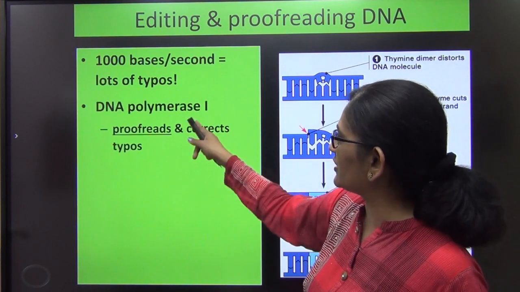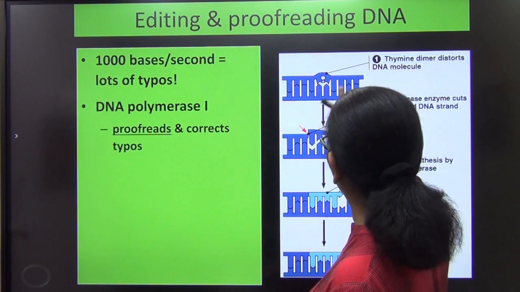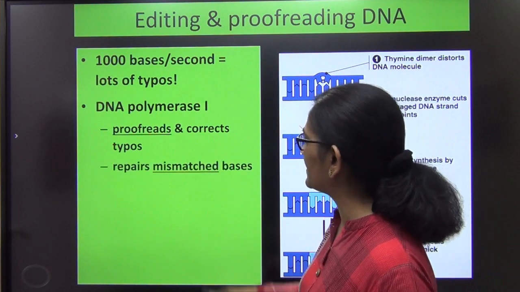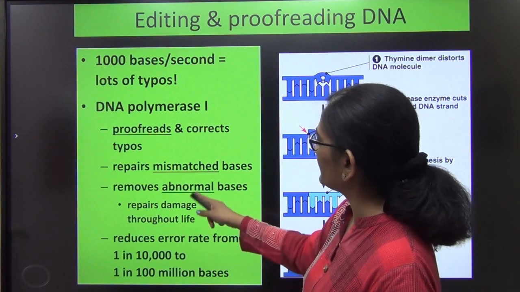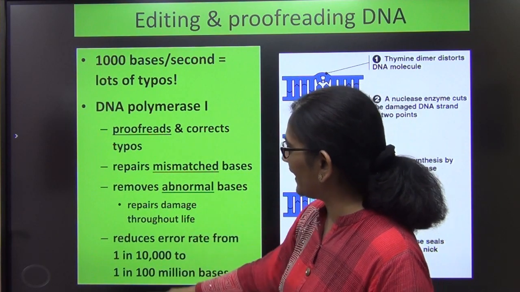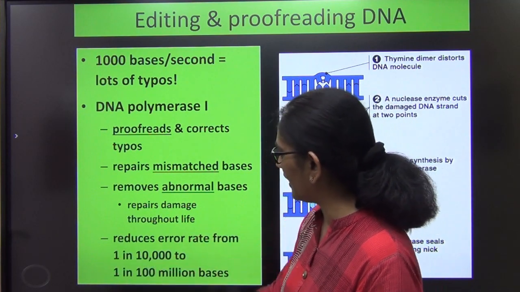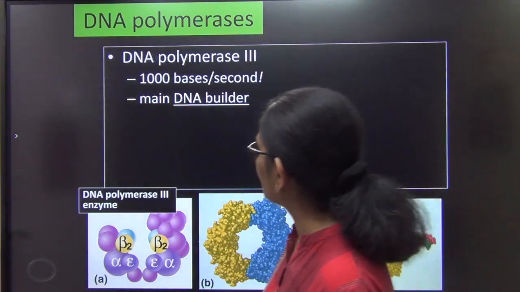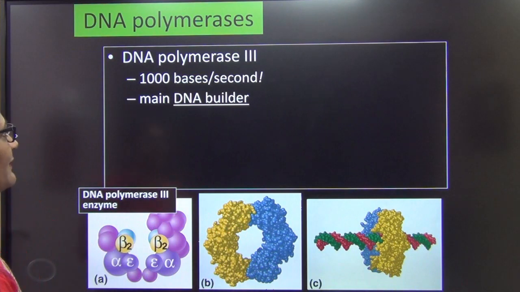So DNA polymerase 1, it proofreads, it reads it, it comes back, reads, and corrects the mistakes. Mismatches are repaired, every damage is repaired so that the error is reduced from 1 in 10,000 to 1 in 100 million bases. So I am just giving you an overview of the types of polymerase.